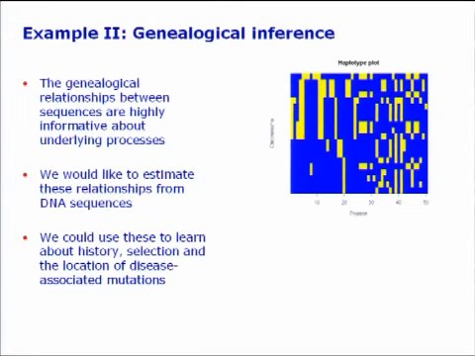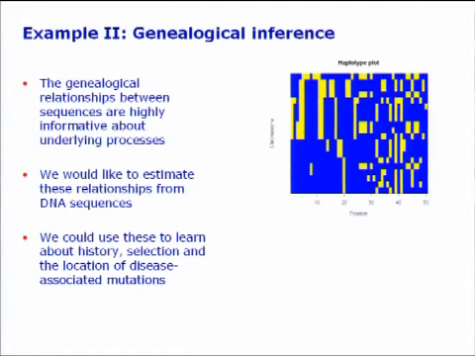And a key point will be that the genealogical relationships, which I'll describe in a bit more detail in a second, between sequences are very informative about the underlying process. Or put another way, if I told you the tree at any position on a genome, or lots of trees in lots of different places, then those trees would be very informative about underlying processes.